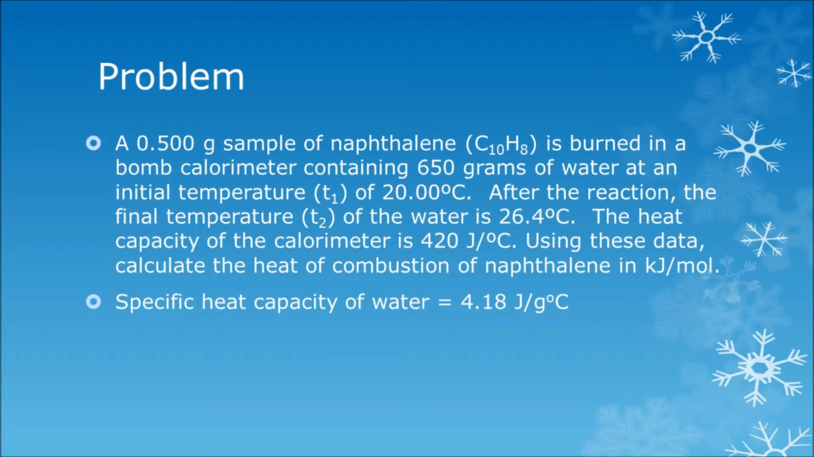Specific heat capacity of water. In this case, it is 4.18 joules per gram per degree Celsius. In this case, we are trying to find out the total amount of heat energy released. So we need to know how much heat energy is absorbed by the calorimeter. Therefore, you should also be provided the heat capacity of the calorimeter, which is 420 joules per degree Celsius.